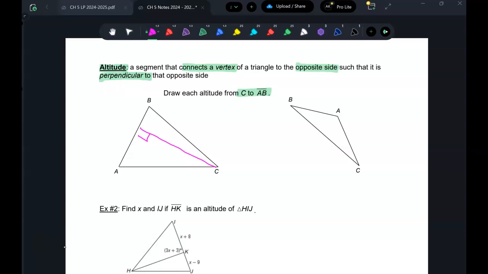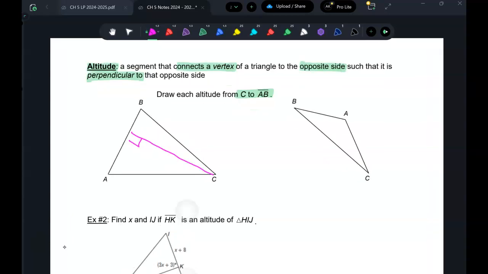Okay, I have a problem here. If I try to go from C to AB, it's not going to be perpendicular. So when we have an obtuse triangle, I'm going to need to extend the sides. So I'm going to take my ruler, take AB, and I just want to make it longer.